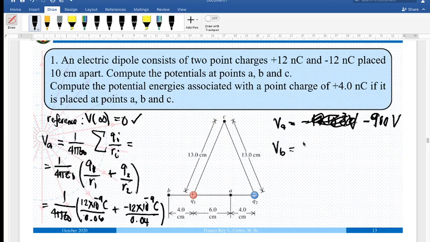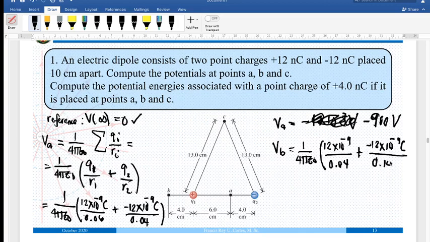Same lang gihapon, we have 1 over 4 pi epsilon sub naught, then we have Q1 which is 12 times 10 to the negative 9 divided by the distance between Q1 to B, which is 4 centimeter, or 0.04, plus the negative 12 times 10 to the negative 9 coulomb divided by the distance between Q2 and B. So that is 6 plus 4 plus 4, that is 14 centimeter or 0.14 meter. So how much is that?